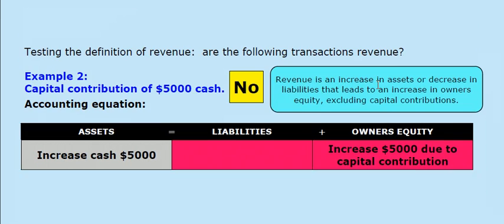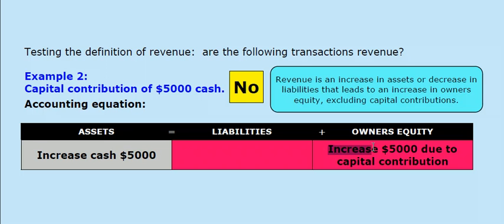Let's check out another example. Does this transaction meet the definition of revenue? Capital contribution of $5,000 cash. The owner has injected $5,000 cash into the business. Assets have gone up by $5,000, so it meets the first part of the definition. There is an increase in assets.